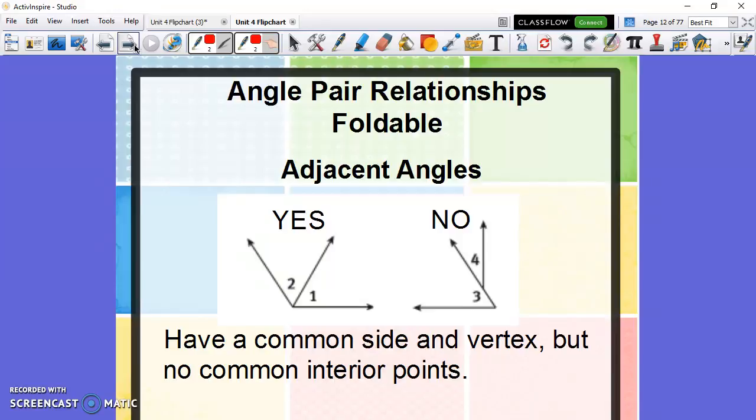All right, adjacent angles have a common side and vertex, but no common interior points. So this is an example, and this is a non-example of adjacent angles.